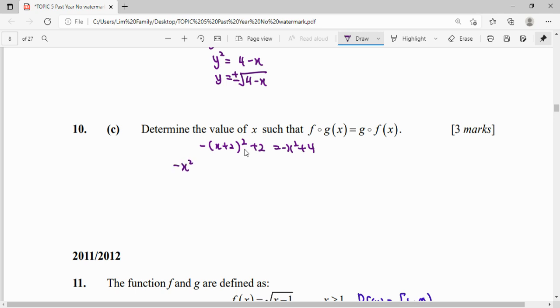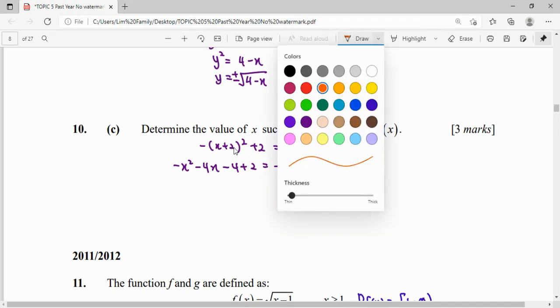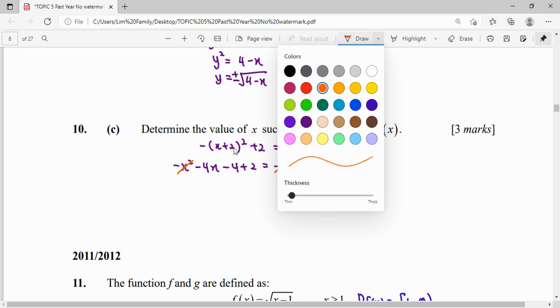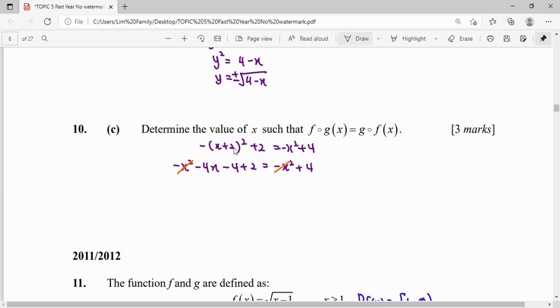It will be x squared, then 4x times negative becomes negative 4x, and then the 2 squared here is 4, times negative, minus 4. And then notice that we can simplify when we move our x squared to the right hand side. They cancel, so we are solving for x only.